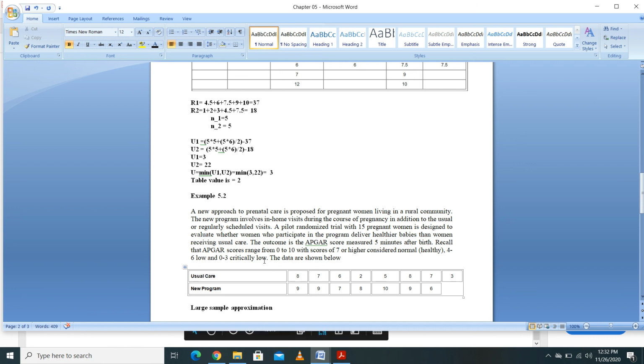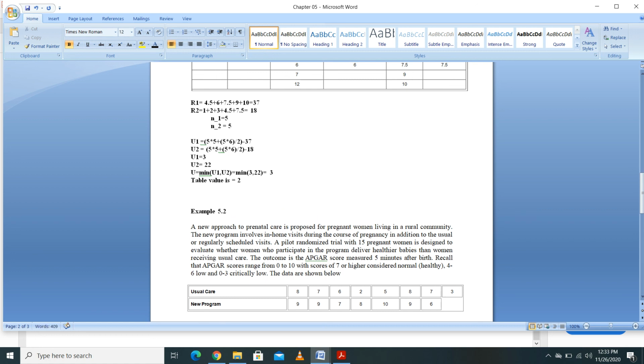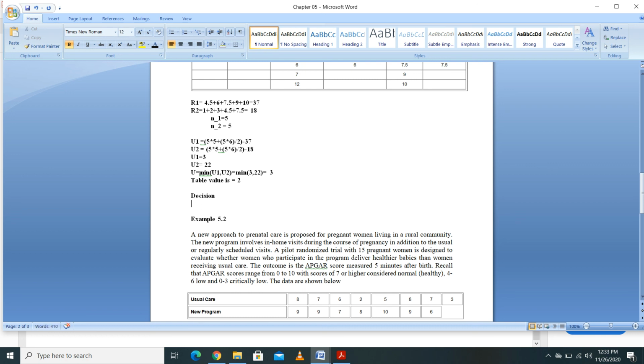Okay, so I think you are able to calculate the table for this example as well, and then you can find the test statistic, that is the value for U, and also you can find the table value from the table. So after finding the table value, the next important task is how to take your decision. So how are you going to take the decision? You can reject H naught if our test statistic is less than or equal to the table value.